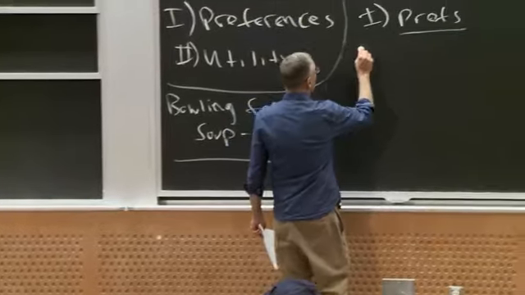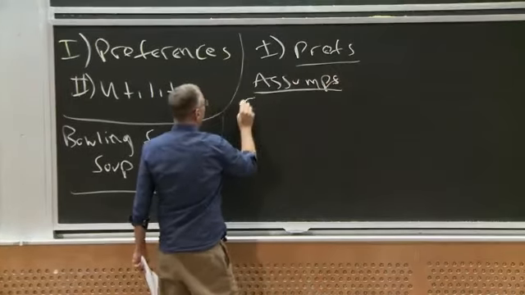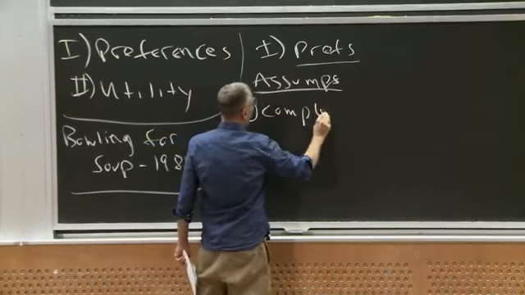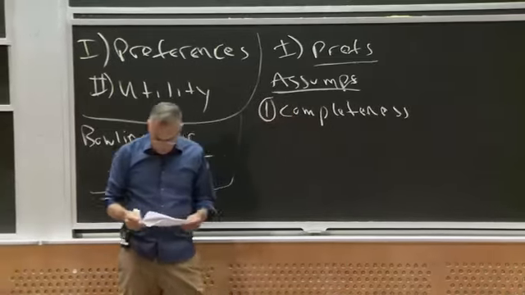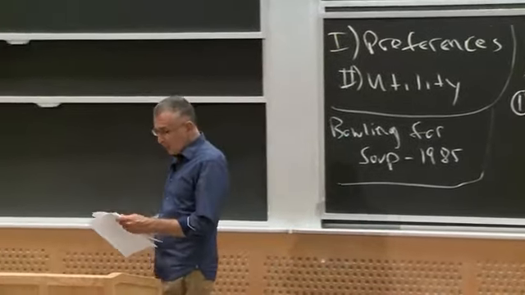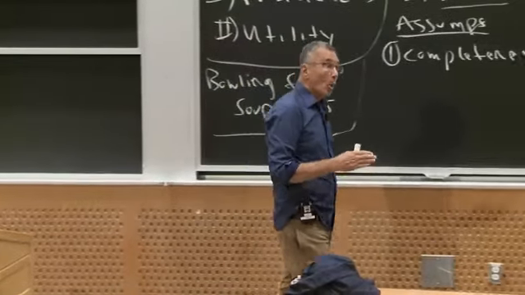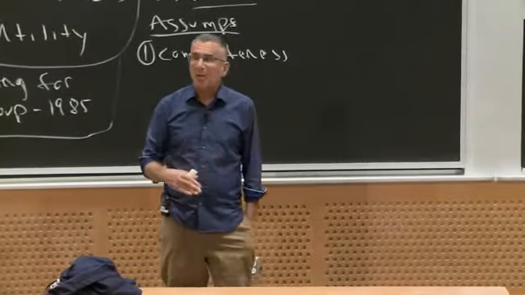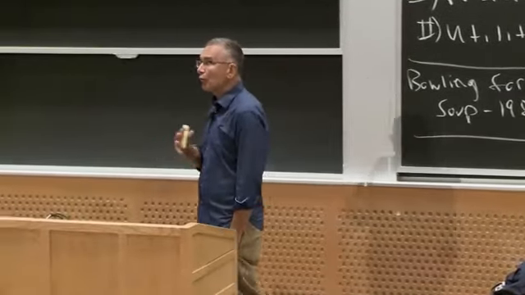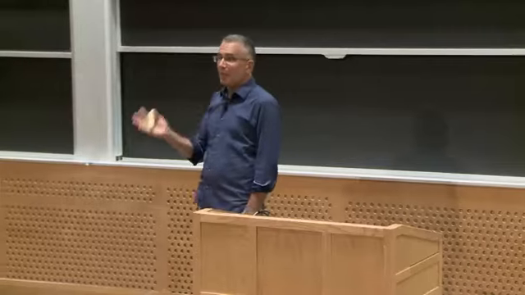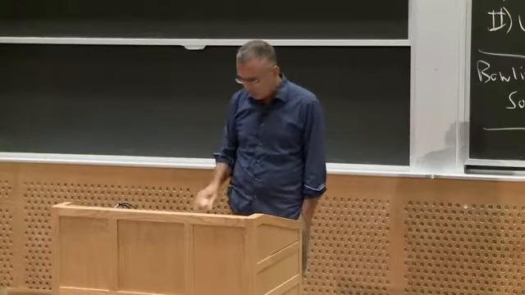The first assumption we're going to make is completeness. That is, we are going to assume that when consumers are faced with 2 choices, they're either going to prefer one or prefer the other or be indifferent. But they're going to have an opinion. They're not going to say, I don't know. Okay, consumers will have opinions over all possible choices. They'll like one better than another or they'll be indifferent. But they'll have opinions over all possible choices. It's a complete set of preferences.